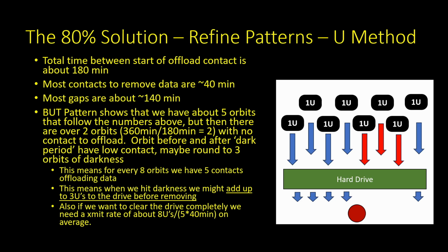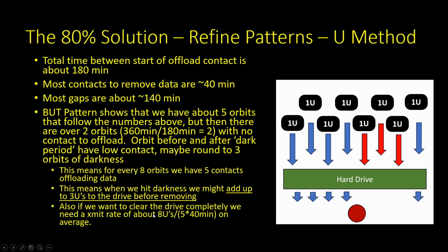And when it comes to the transmitter, what do we need for the transmitter? This means that for every 8 orbits, we have 5 contacts that will actually offload the data. So instead of just having a transmitter that can offload 1 U per 40 minutes or so, which is our average contact, we now also can conclude that we have 8 U's total that we will add to the drive during one complete cycle, but we only have 5 parts of that we can remove that data.